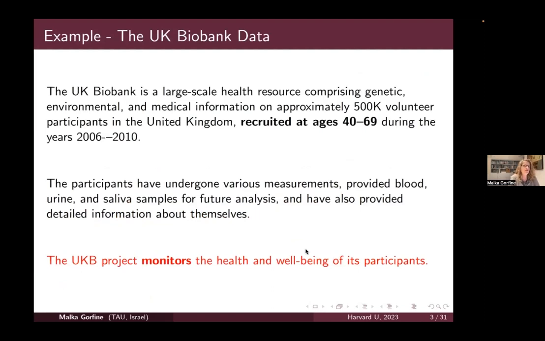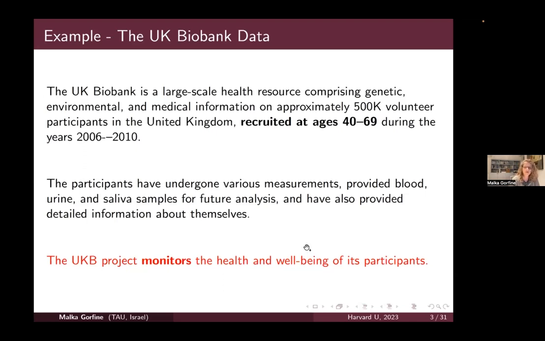The motivating example is the UK Biobank data, and in particular, we are going to analyze the colorectal cancer data of the UK Biobank. The UK Biobank is a large-scale health resource comprising genetic, environmental, and medical information on approximately 500,000 volunteer participants in the UK, recruited at ages between 40 to 69 during the years of 2006 to 2010. The participants have undergone various measurements, provided blood, urine, and saliva samples for future analysis, and have also provided detailed information about themselves. The main idea of the UK Biobank project is to continuously monitor the health and well-being of the participants until the end of their lives.